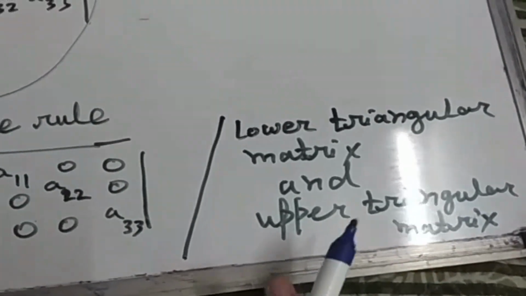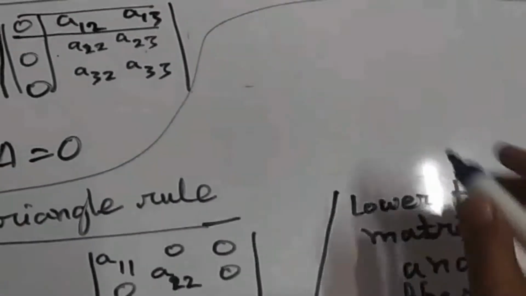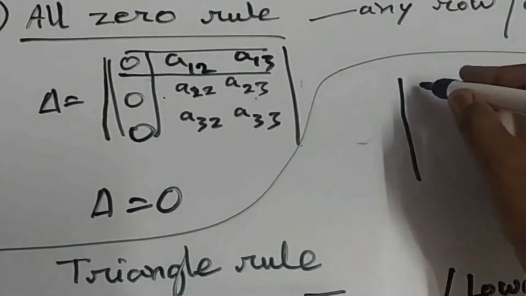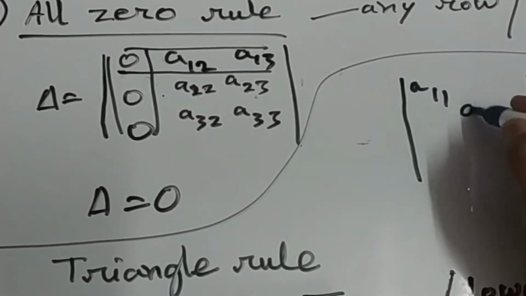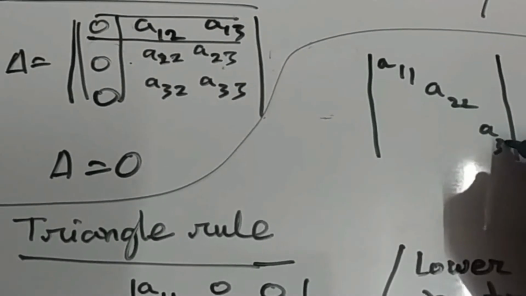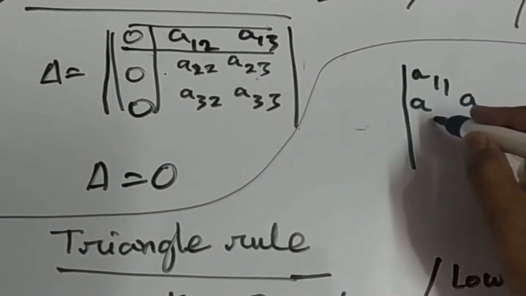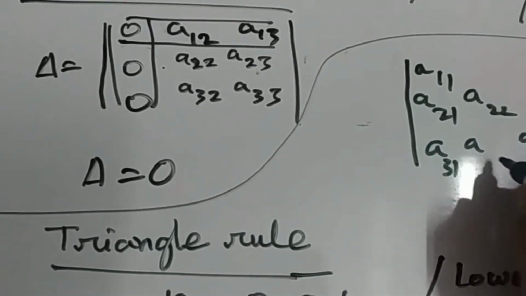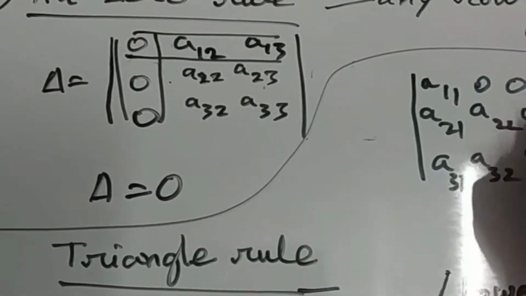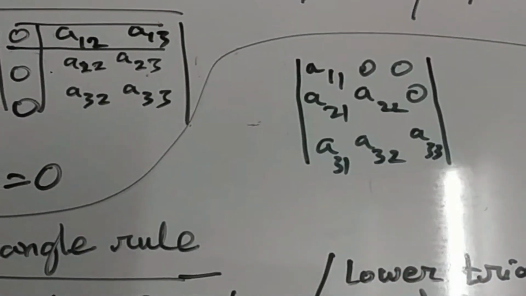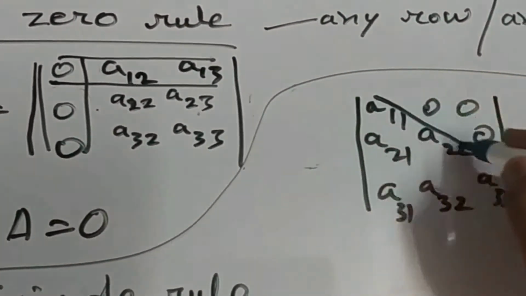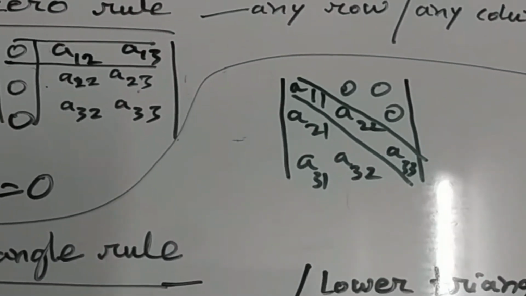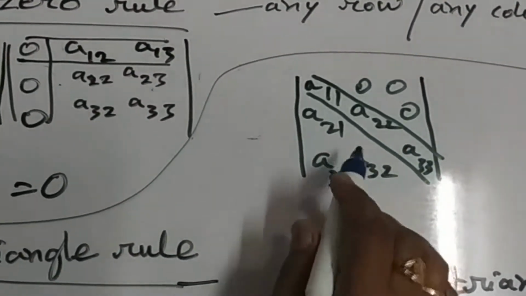And what was lower triangular, what was upper triangular? In the lower triangular, here A11, A22, A33, here an element is present, 2 1, here 3 1, here 3 2, and these elements are 0. Okay, so this is the principal diagonal. Above the principal diagonal, the elements are 0. This is a lower triangular determinant, the determinant of a lower triangular matrix.